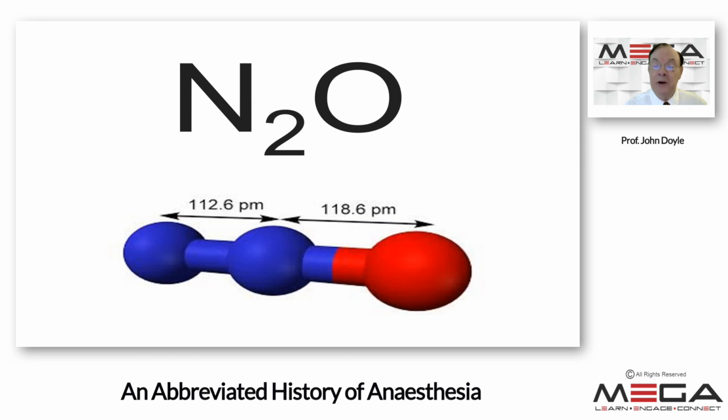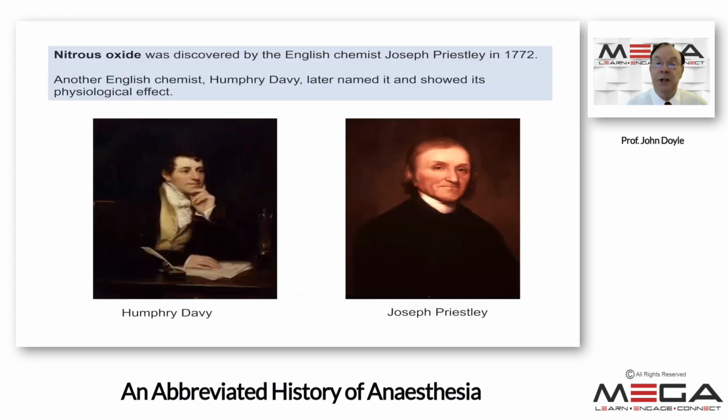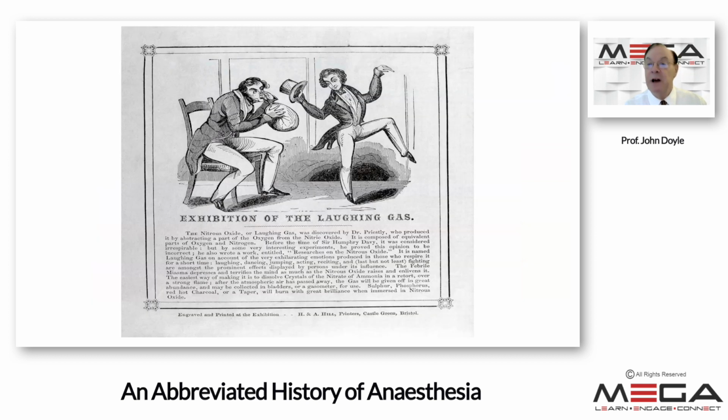In the 1800s, nitrous oxide was used for anesthesia. It was discovered by the English chemist Priestley in 1772, and another English chemist, Humphrey Davy, named it nitrous oxide and showed its physiologic effect. As the physiologic effects became more apparent, its use became more ubiquitous. There was an exhibition of the laughing gas that was sometimes carried out in various places in the United States. Here is an example of somebody inhaling the nitrous oxide, and this would cause bizarre behavior such as dancing, acting, jumping, laughing, and so on.